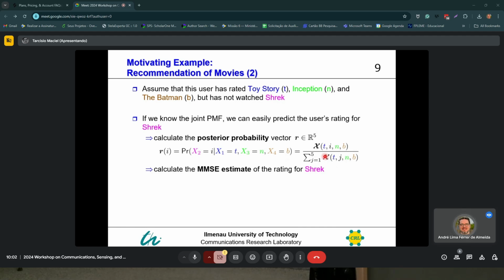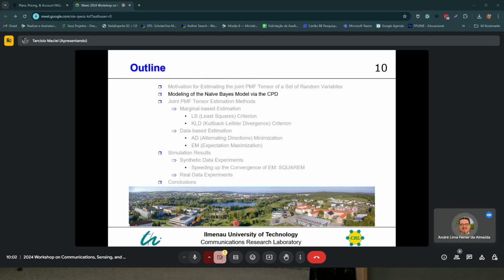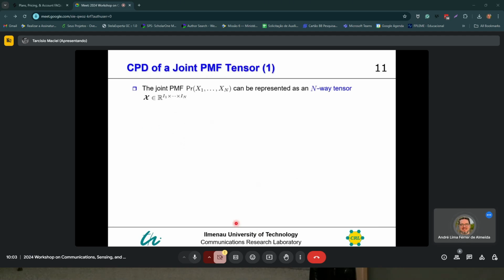And then we can calculate the MMSE estimate of the rating for Shrek by weighting, basically, these values Ri by the corresponding I and summing from 1 to 5. So based on the estimated rating, then, we can decide whether or not to recommend Shrek to this particular user. So it's very simple.